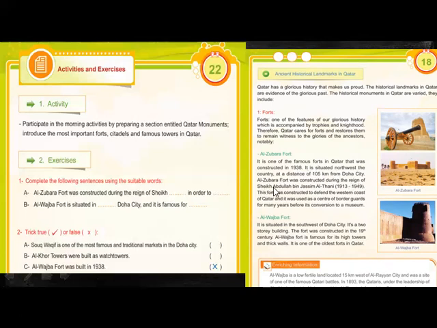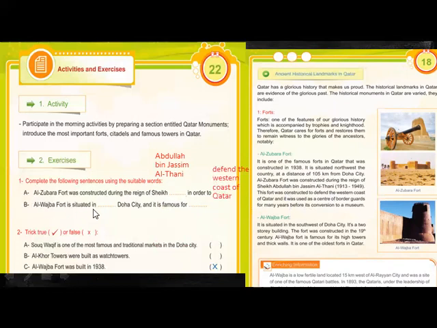So the first answer is Sheikh Abdullah bin Jasim Al Thani. That's your first answer. And why was it built? This fort was constructed to defend the western coast of Qatar. So the next answer is it was built in order to defend the western coast of Qatar. Great. Let's go to B.